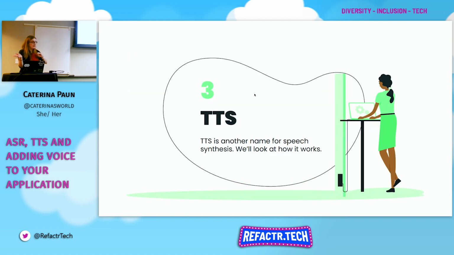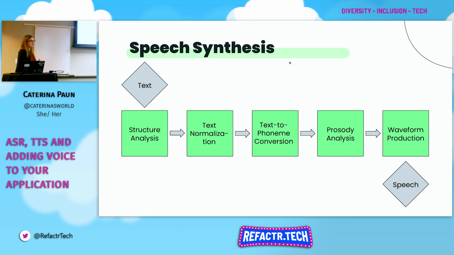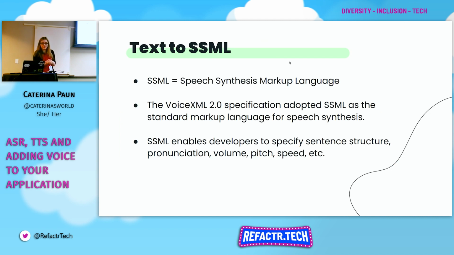Now, the flip side of this is speech synthesis, where we don't take in speech from the user, we take in text from probably our application, and we deliver speech to the user. A lot of times it's referred to as TTS, text-to-speech, but it is also known as speech synthesis. Everything that happens here is converting text to SSML. SSML is speech synthesis markup language. This is what allows us to specify sentence structure, pronunciation, volume, pitch.